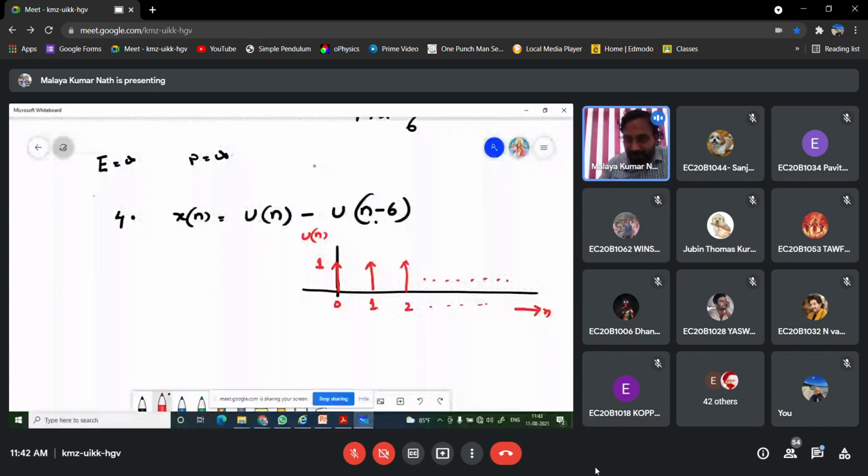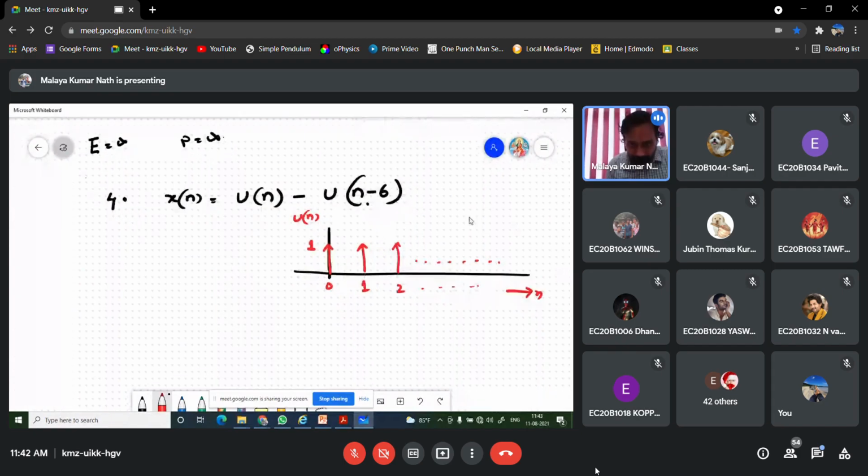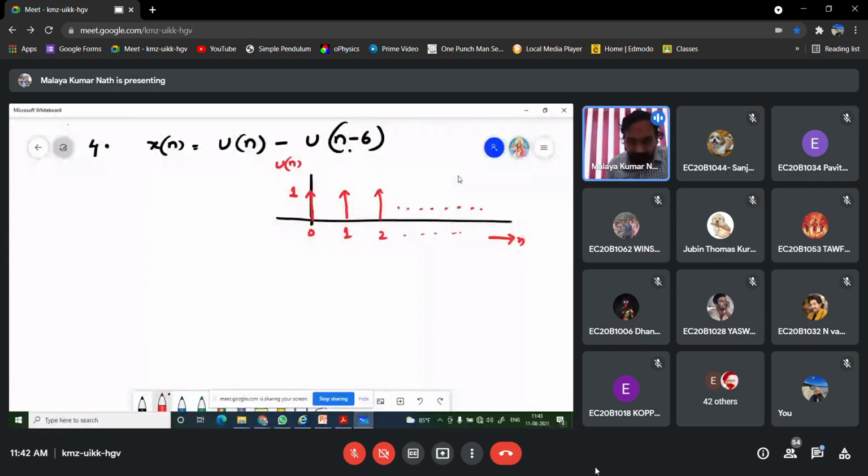Now what is n minus 6? N minus 6 represents that the signal is shifted by 6 units. So that means this is called your time shifting. So what is your time shifting?